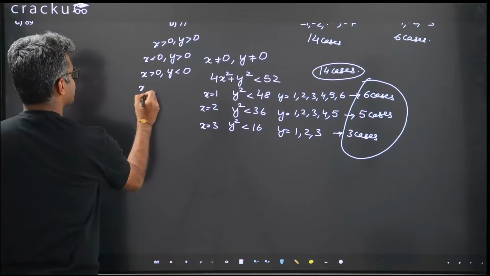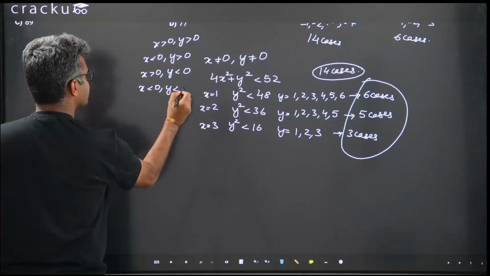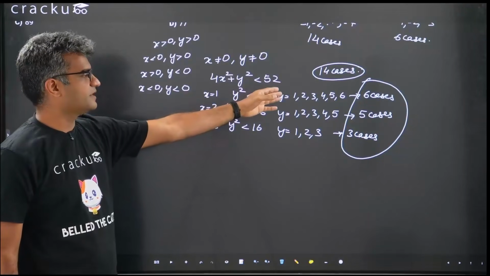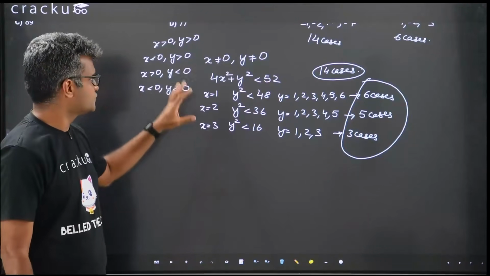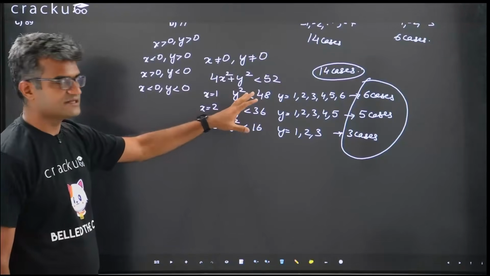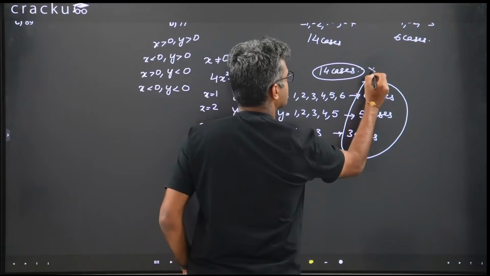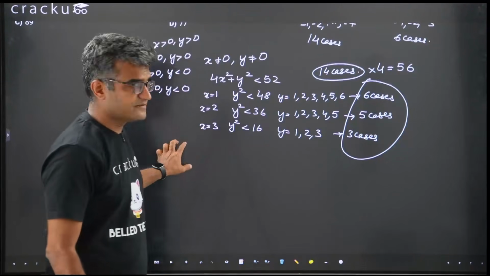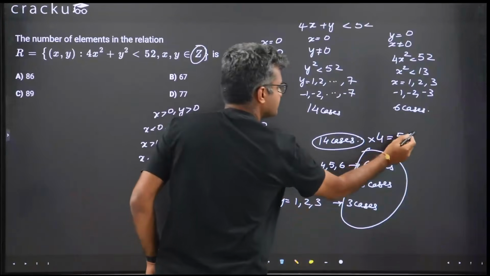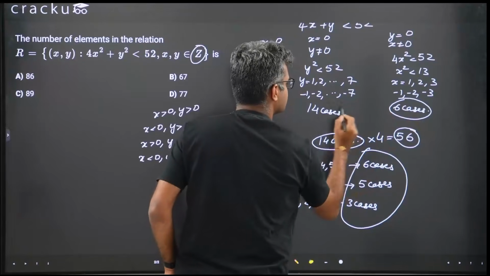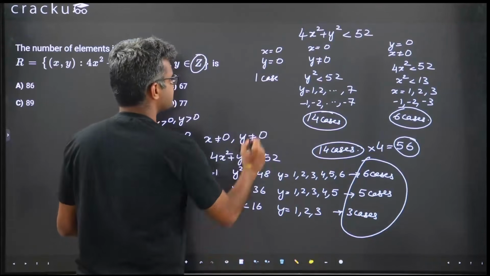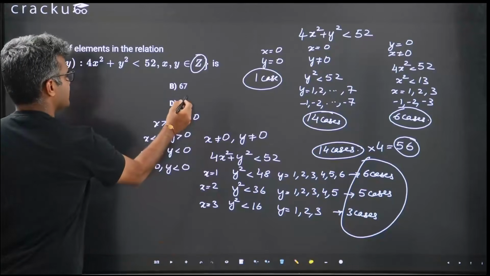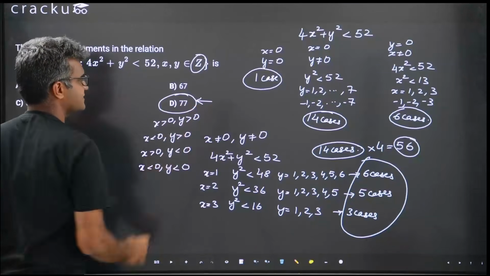And similarly, we'll have the same number of cases when x is less than 0 and y is less than 0. We can put x is minus 1, y is minus 1, minus 2, minus 3, minus 4, minus 5 and minus 6. So the total number of cases, like we discussed earlier, this has to be multiplied by 4. So this is 56. Overall, the total number of cases for this given inequality will be 56 plus 6 plus 14, which is 76, plus 1, which is equal to 77. So the answer will be option D, which is 77.